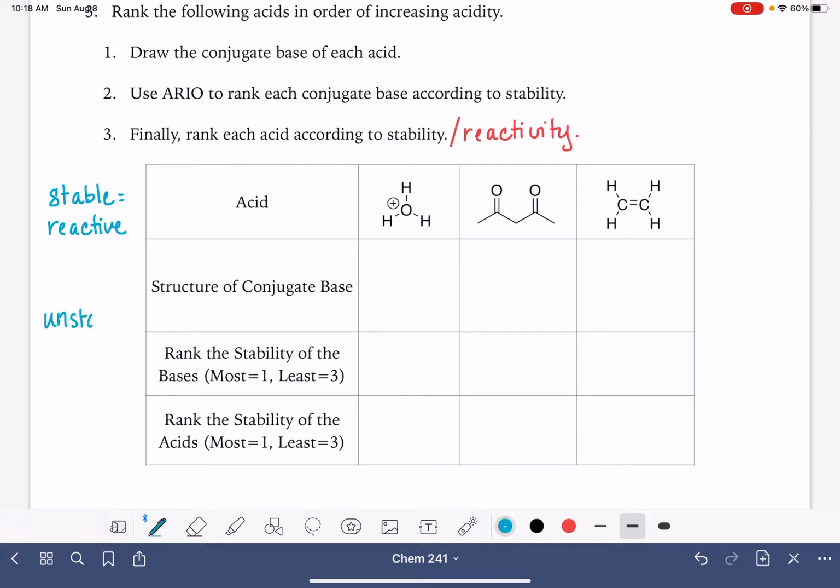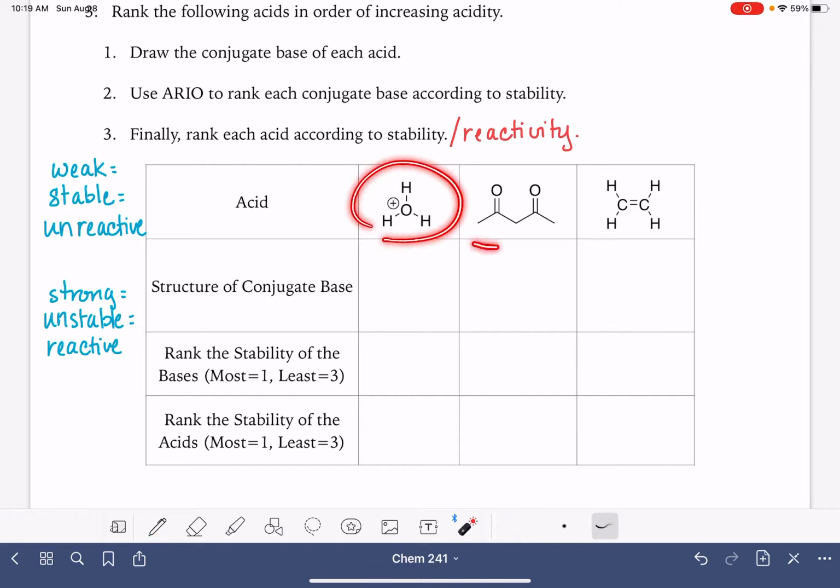If something is stable, that means that it is not reactive. And if something is unstable, that means that it is reactive. And then when we bring the strong versus weak designations into that, something that is weak is also something that is stable and unreactive. Something that is strong is unstable and reactive.